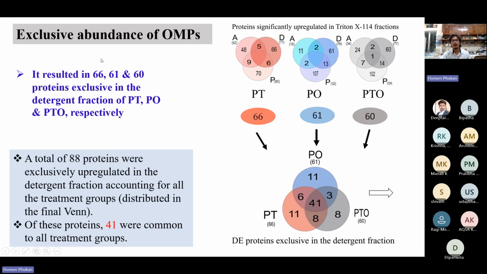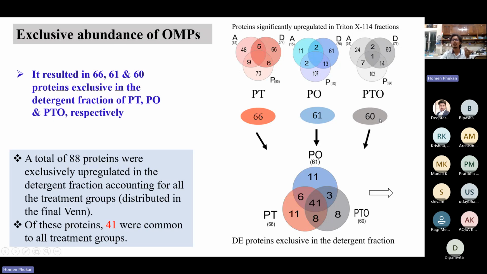And further, we tried to narrow down which proteins are exclusively abundant and upregulated in the outer membranes. For that, we performed another comparative analysis using only the upregulated proteins in each treatment, and we analyzed with respect to the fractions. So you can see here that 66 proteins are exclusively upregulated in the detergent fractions in physiological temperature. Similarly, 61 proteins are exclusively upregulated in physiological osmolarity, and 60 proteins exclusively upregulated in both synergistic conditions.